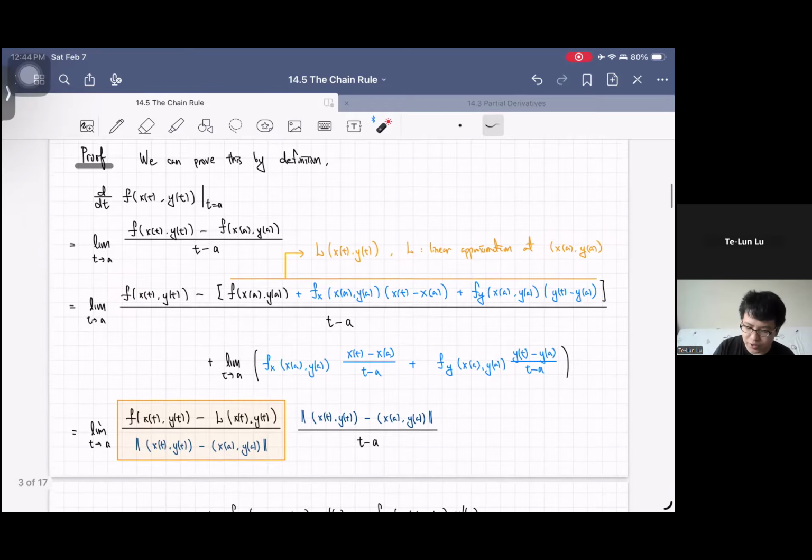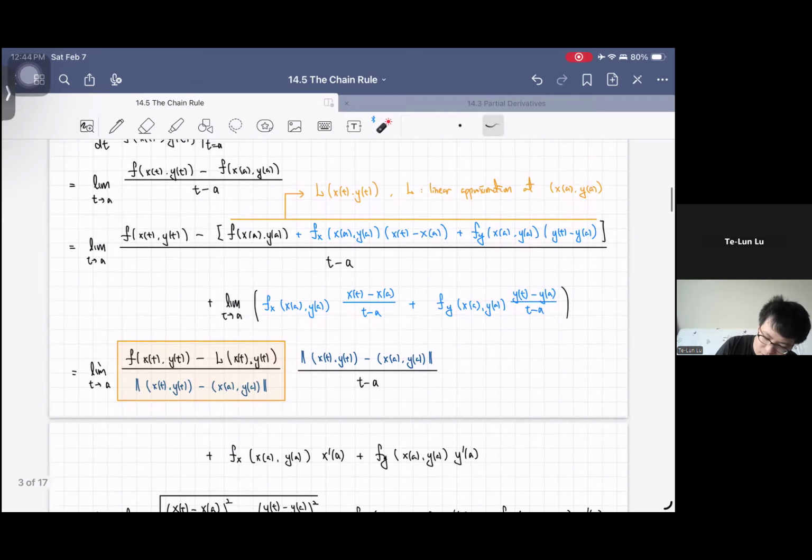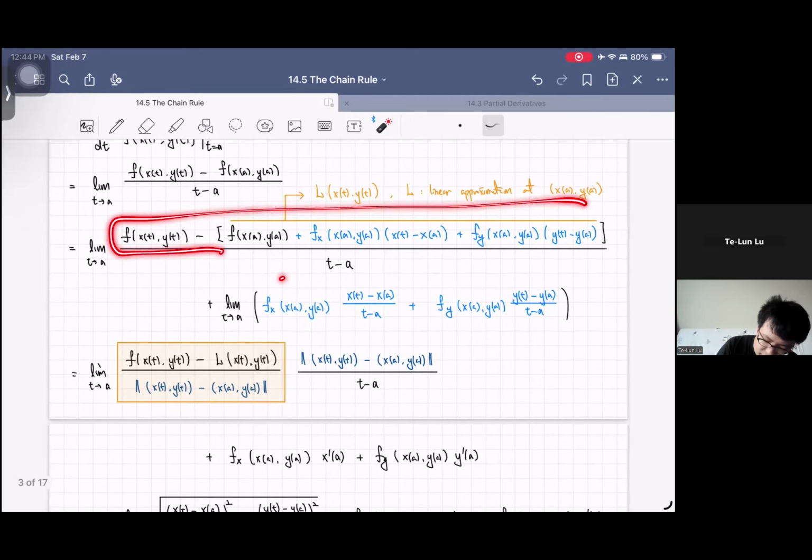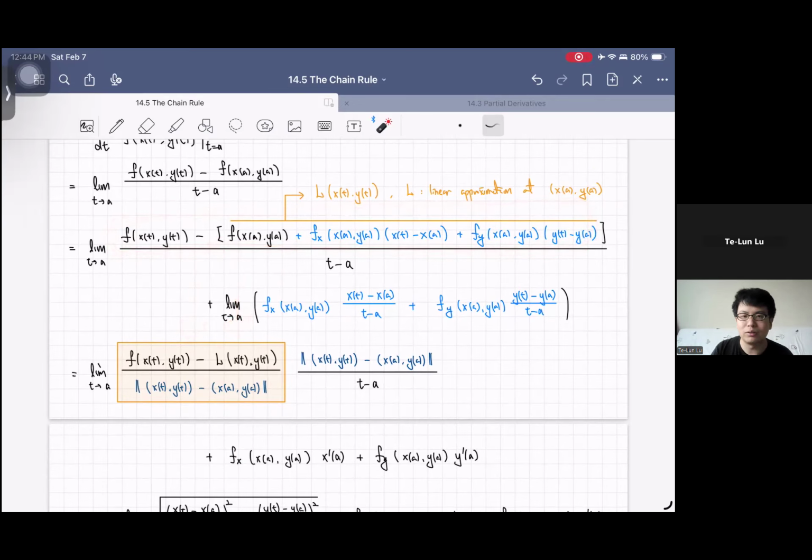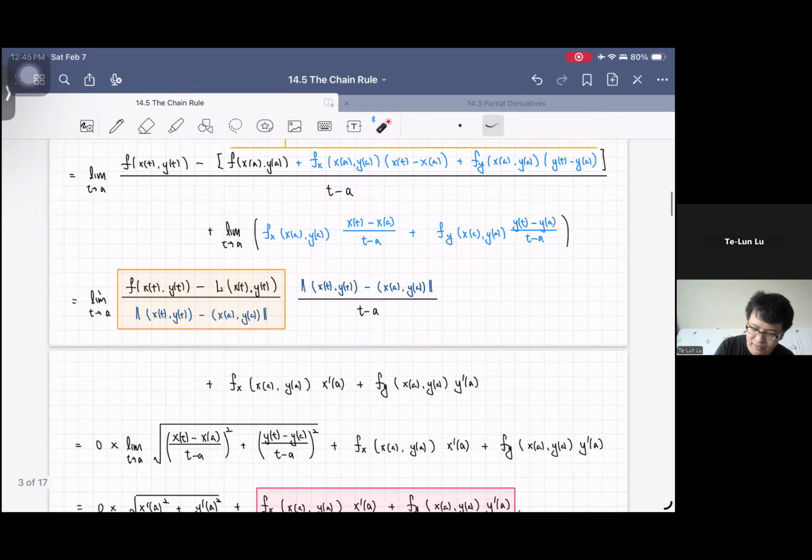And now, why is this trick useful? First of all, let us see this numerator, which is simply f of x(t), y(t) subtracted by L of x(t), y(t). And we want to, again, exploit the definition of differentiability. So I divide it by the distance between the two points within the function, the argument, so (x(t), y(t)) minus (x(a), y(a)). But obviously I cannot take that for granted, so I put an extra term here. So these two terms cancel out, and t minus a is still here, whereas this part is actually what we want.